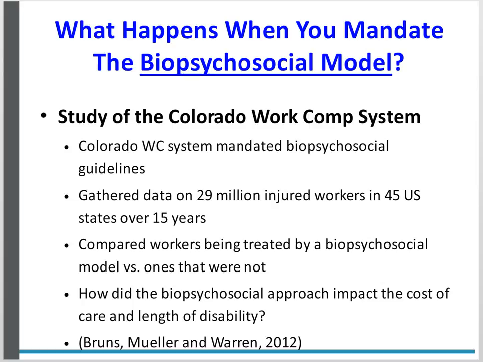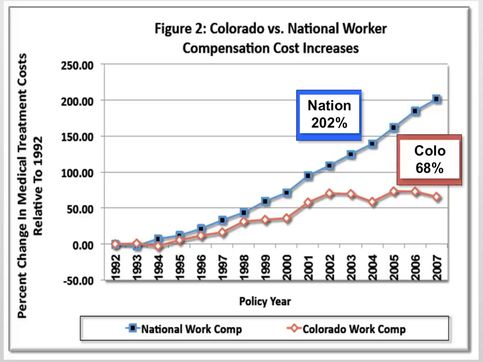The concern was that including psychology would drive up the cost, it would open Pandora's box, and would just make things more difficult. It would increase cost and increase disability. So what happened? Here are the results. Here are 15 years of medical inflation showing the nation in blue and Colorado in red. As you can see, over 15 years, the nation had 202% inflation, Colorado 68, a 3-to-1 difference in terms of medical inflation.